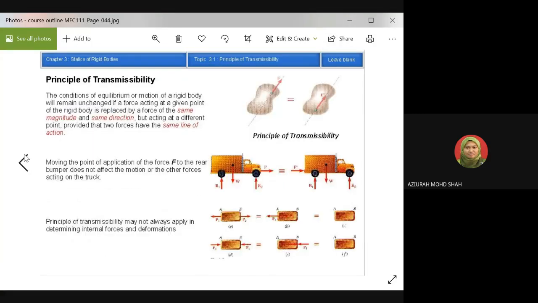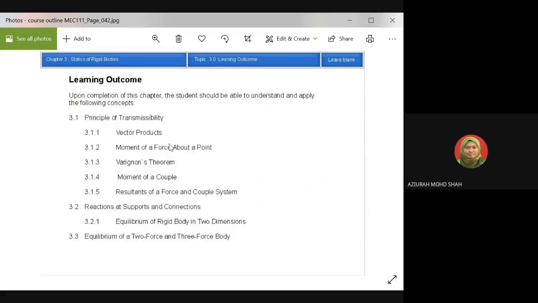For chapter 3, by the end of this chapter, make sure that you know what is vector product, what is cross product. But for rigid body, the principle or fundamental that you need to be aware of is the principle of transmissibility. We have discussed this in chapter 1.